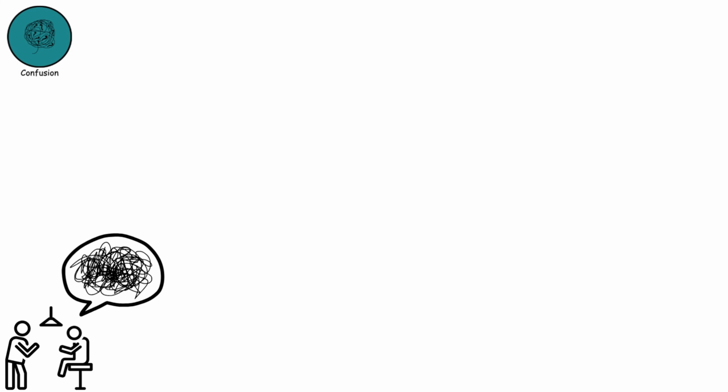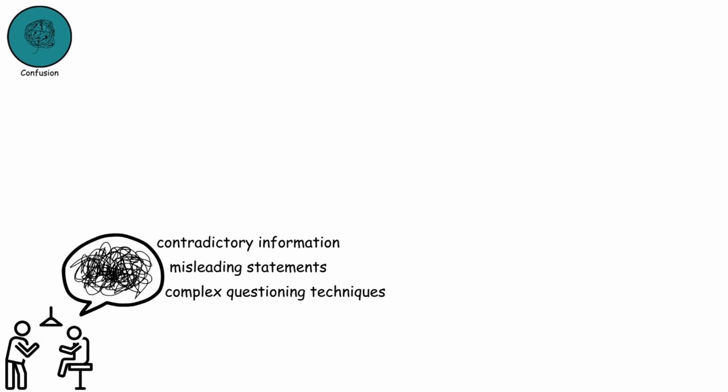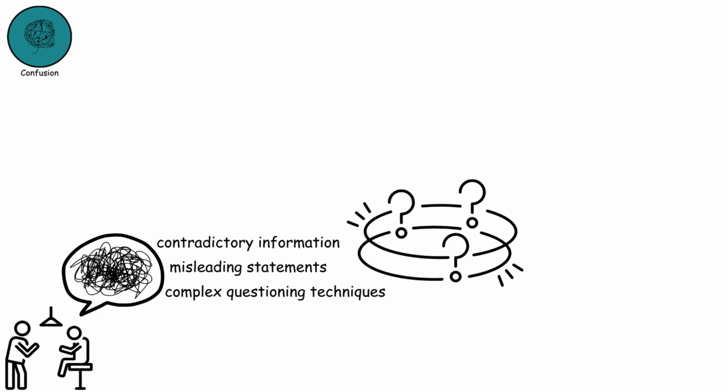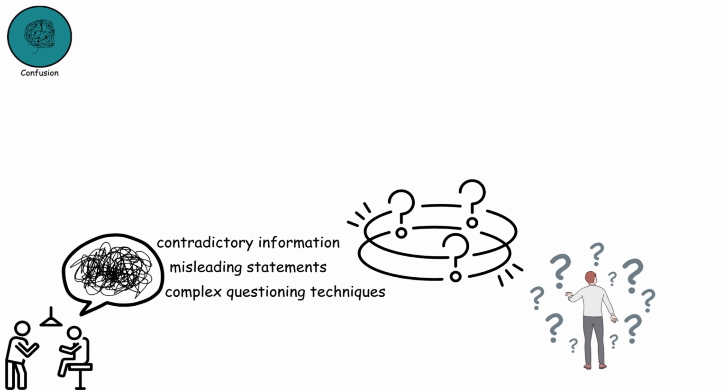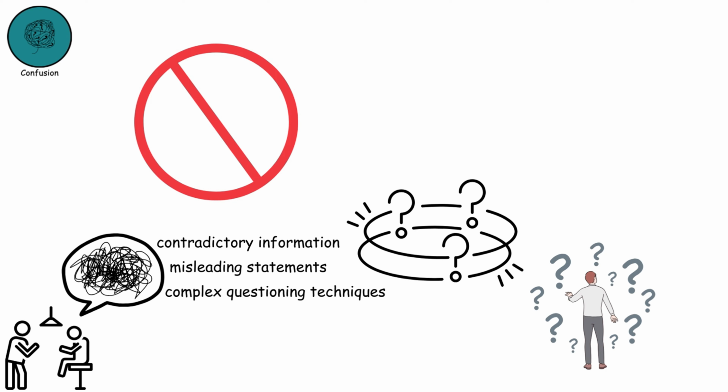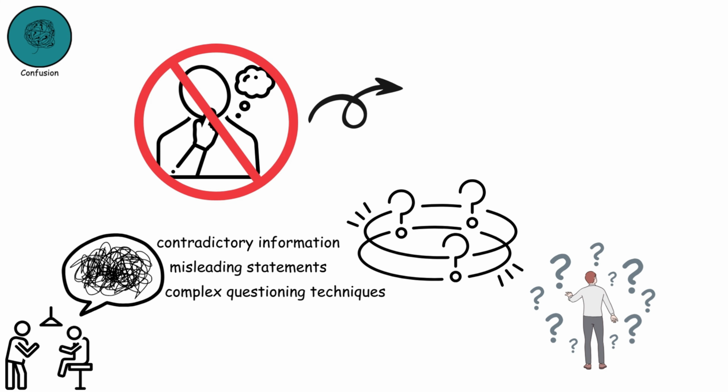Confusion. Introducing confusion or ambiguity into the interrogation process can destabilize the subject's sense of reality and undermine their confidence in their own memories or perceptions. Interrogators may use contradictory information, misleading statements, or complex questioning techniques to sow doubt and uncertainty in the subject's mind. Confusion aims to disrupt the subject's thought processes and make them more susceptible to suggestion or manipulation.